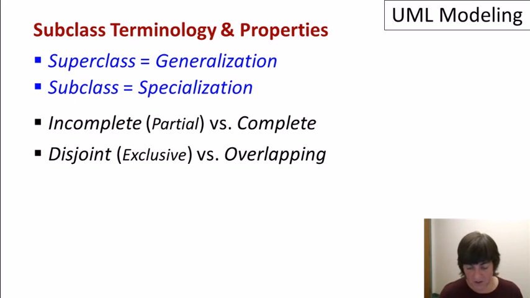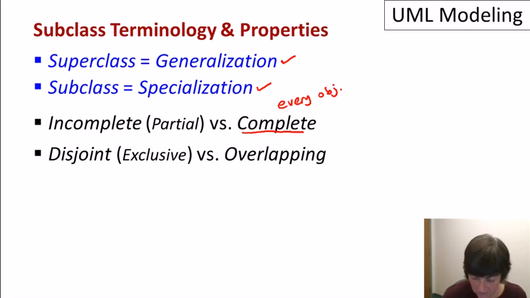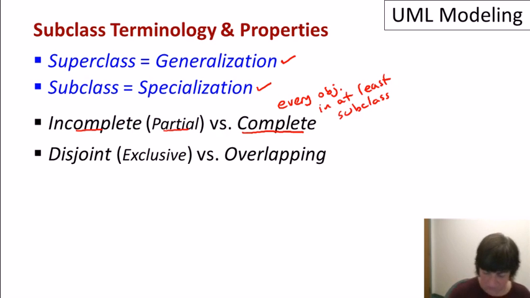Here's some terminology and properties associated with subclass relationships. Superclasses in UML are sometimes called generalization, with subclasses called specialization. A subclass relationship is said to be complete if every object in the superclass is in at least one subclass, and it's incomplete if that's not the case, and incomplete is also sometimes known as partial.